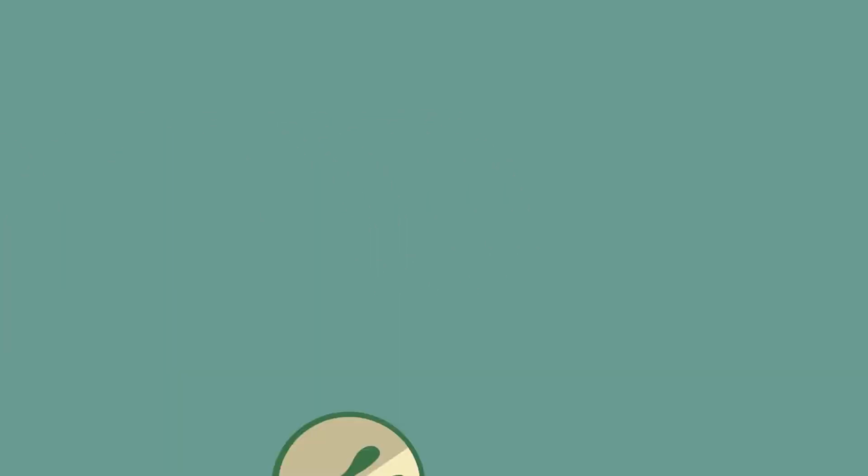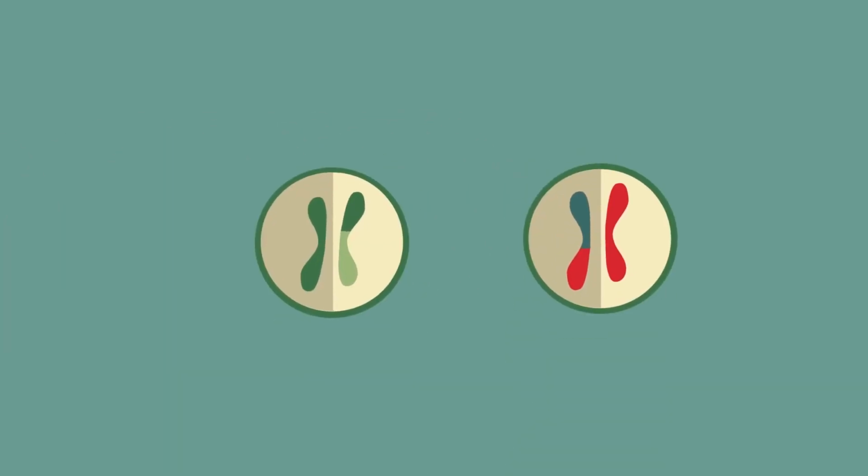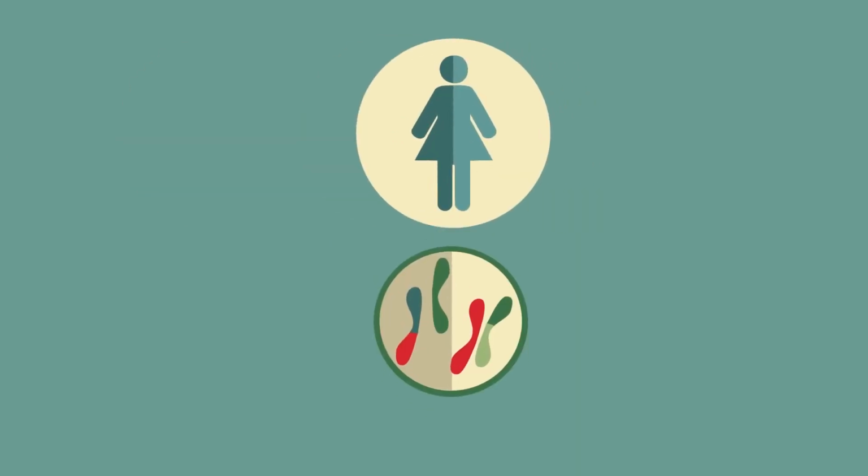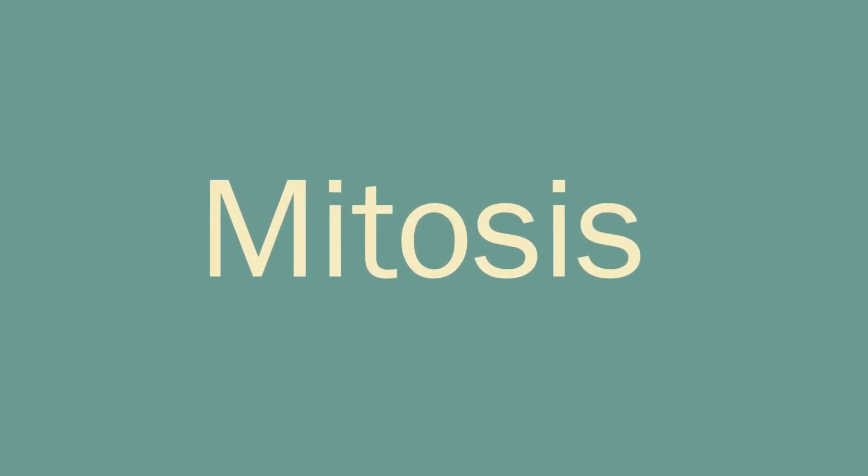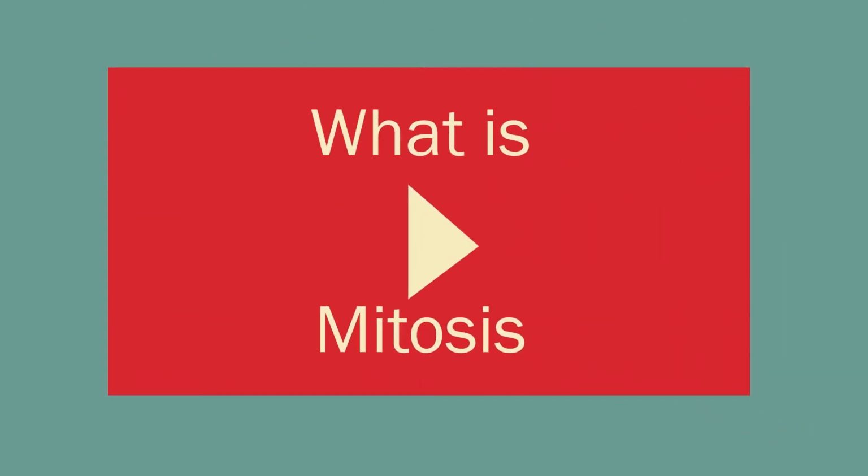But how does this work? Asexual reproduction does not involve sex cells or fertilization. Only one parent is involved, and so there is no fusion of gametes and no mixing of genetic information. The offspring are all clones. Asexual reproduction occurs using normal cell division known as mitosis. To learn all about this, watch our video on mitosis.